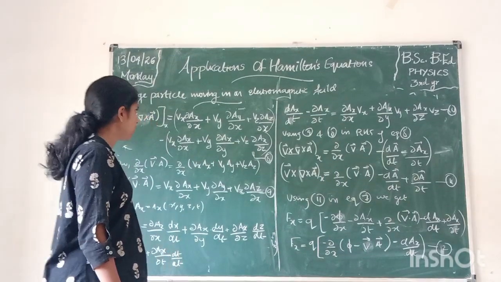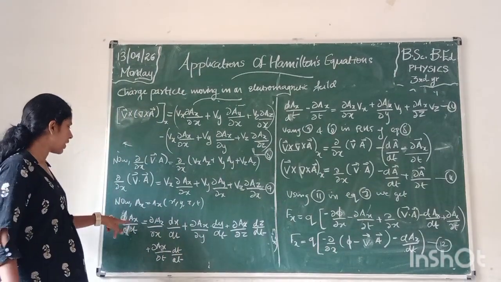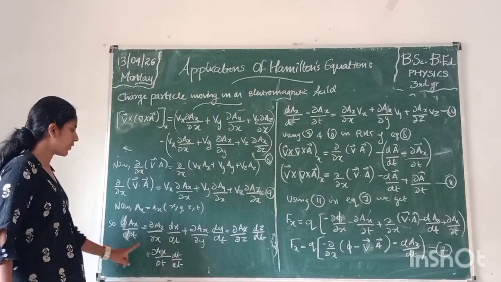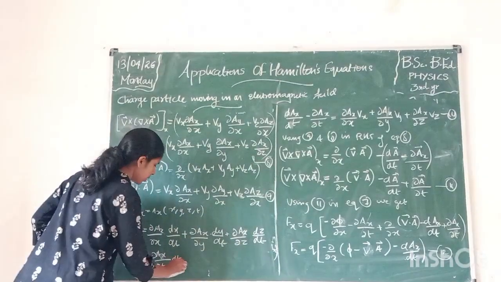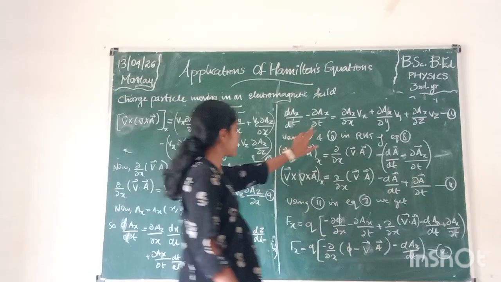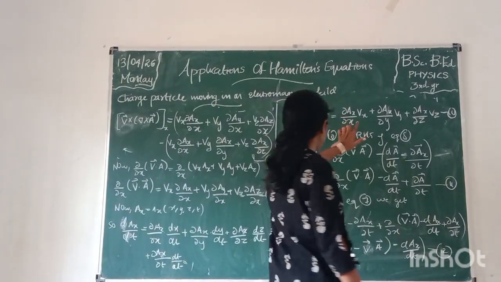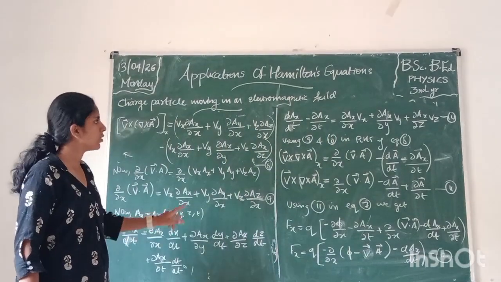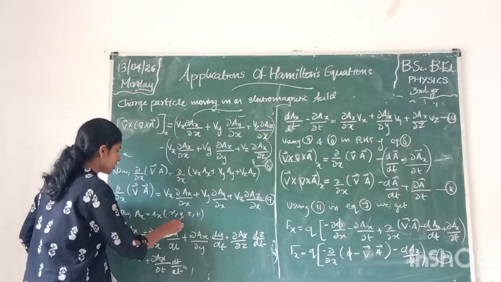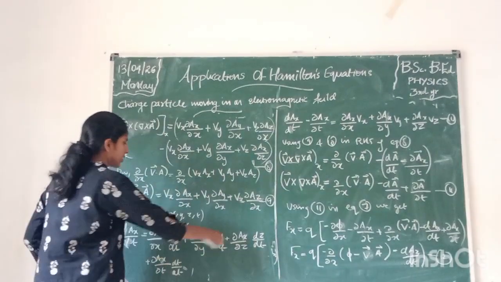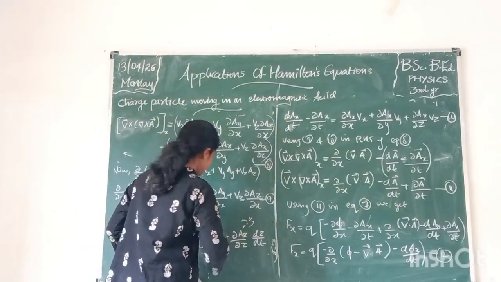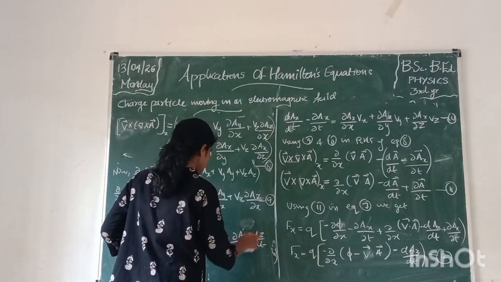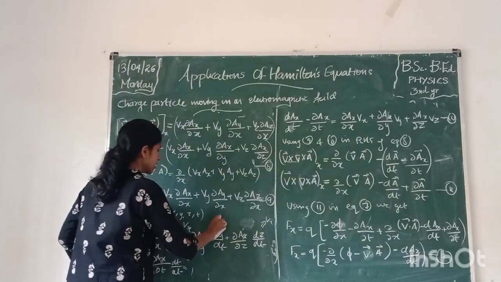Now we take da_x/dt minus this term ∂a_x/∂t. So this will become 1, and taking this to this side, we get ∂a_x/∂x into dx/dt. This term will become dx, this term dy, and this term dz.